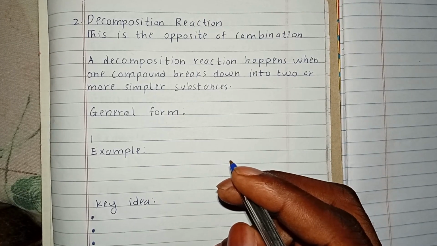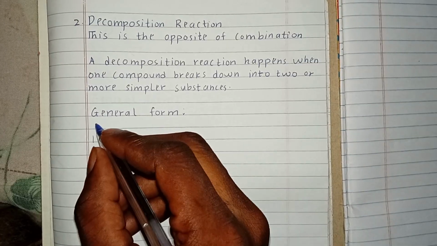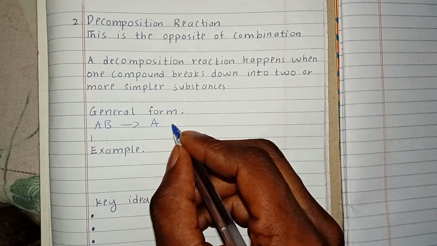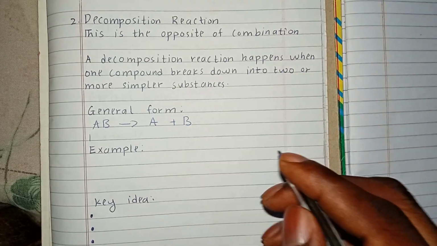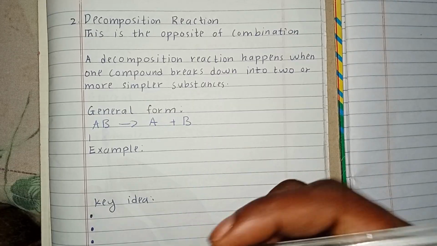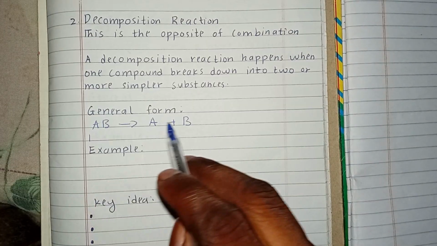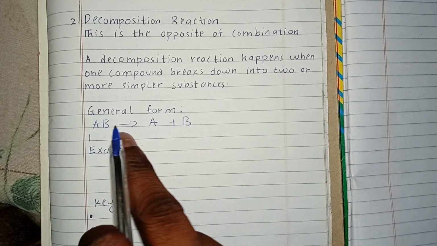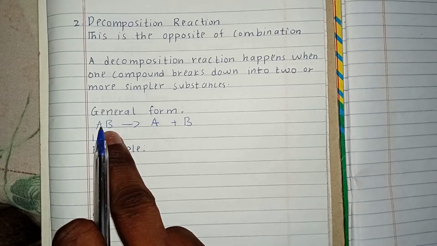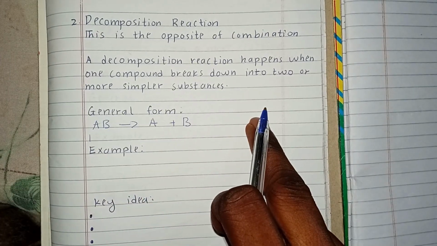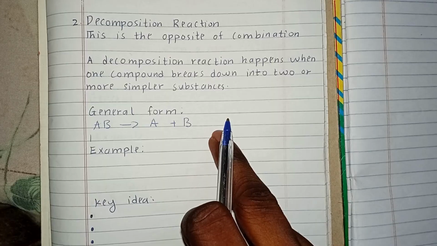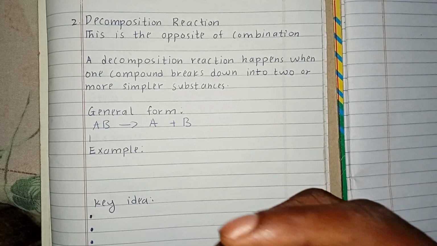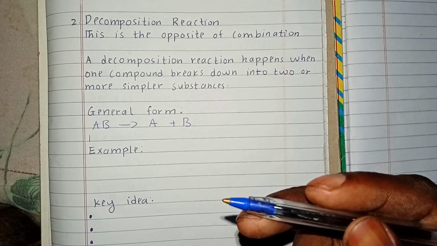Now let's look at the general form. So AB breaks down into A plus B. Very simple. So anytime you see one reactant giving out multiple products, wherever you see a reaction where there is one reactant giving out multiple products, then you think of what? Decomposition reaction. Now let's take some examples.